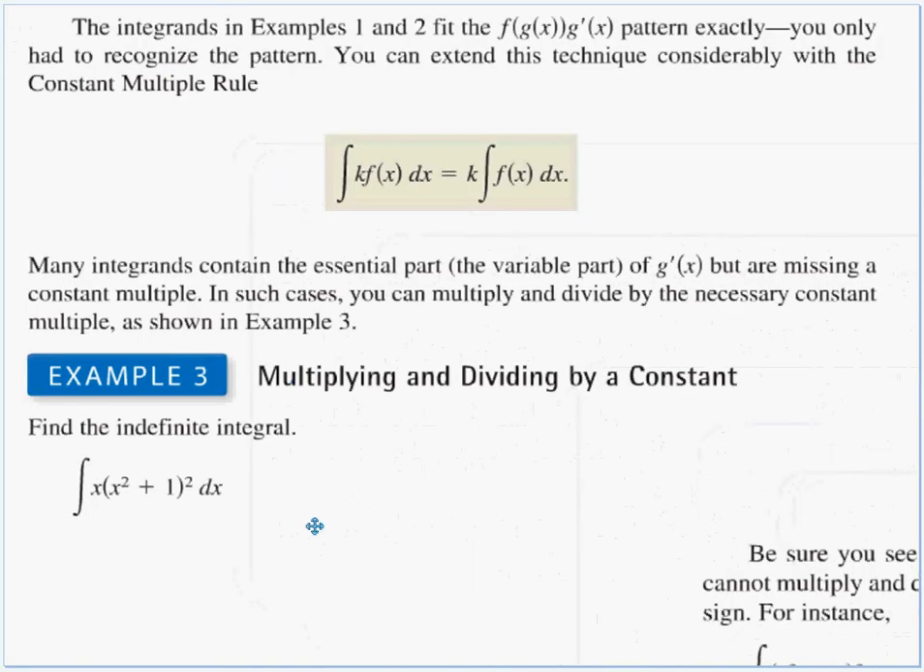The integrands in those first two examples fit the pattern exactly. We only had to recognize that the pattern was there. We can extend this technique considerably if we recognize the constant multiple rule. Here is k times f of x. Remember, as long as a constant is multiplied, we can factor it out in front of the integral symbol. We saw it with derivatives and summations, so here it is again. Many integrands contain the essential variable part of our g prime, our rocket fuel, but they are missing a constant multiple. In such cases, we can multiply and divide by the necessary constant multiple, as we are about to see.